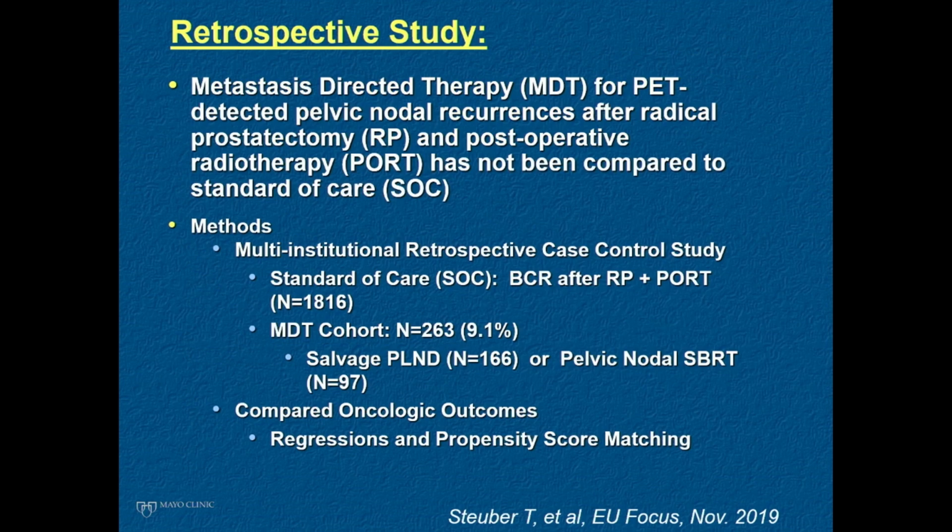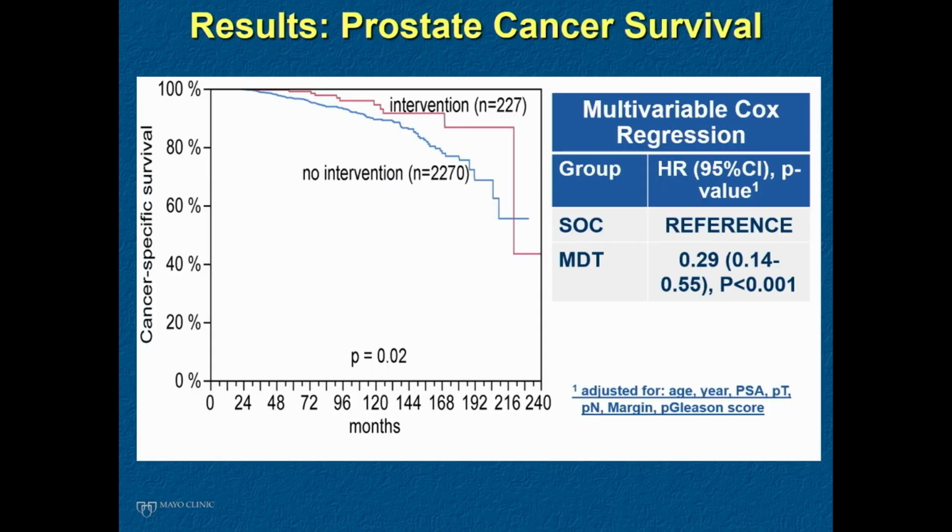So this is a study that I contributed to with the Heidelberg group, Martini Clinic, where we looked at patients who had BCR after radical prostatectomy and postoperative radiation therapy, so maximized treatment locally, and compared them to a patient group that had no intervention in terms of metastasis-directed therapy. You can see here there's over 263 patients. Salvage nodes were 166, pelvic nodal SBRT or radiation therapy 97. We actually matched them as best we could and looked at the impact of metastasis-directed therapy on their survival.